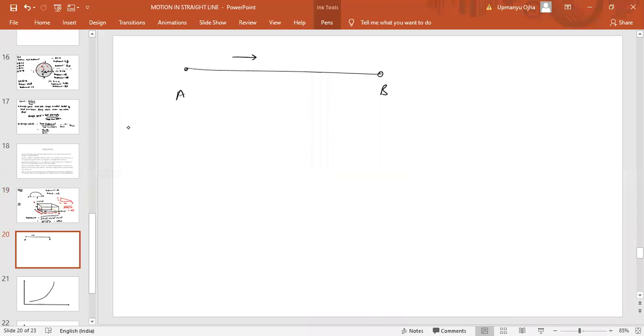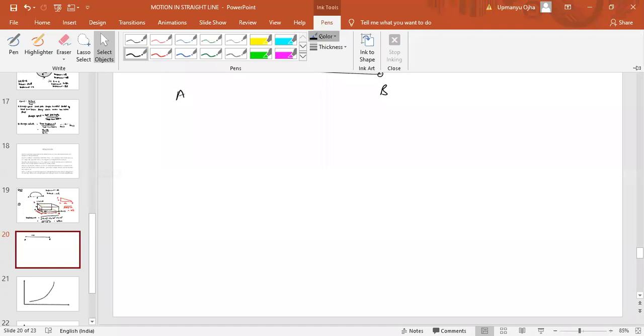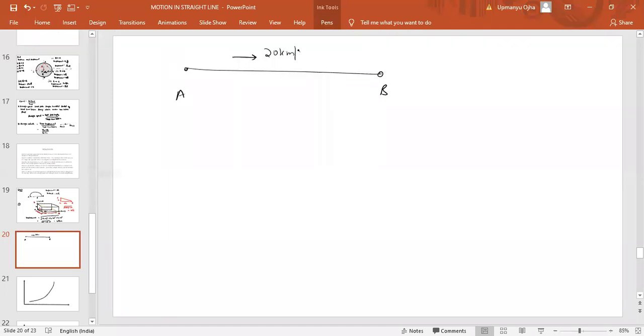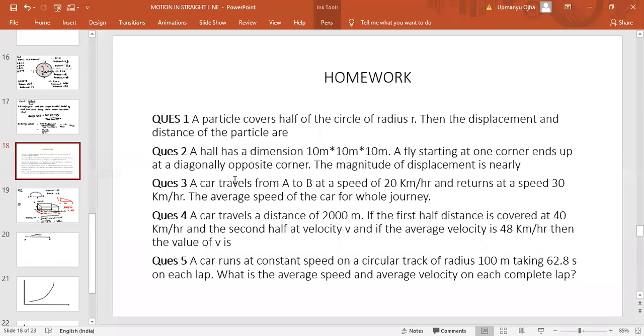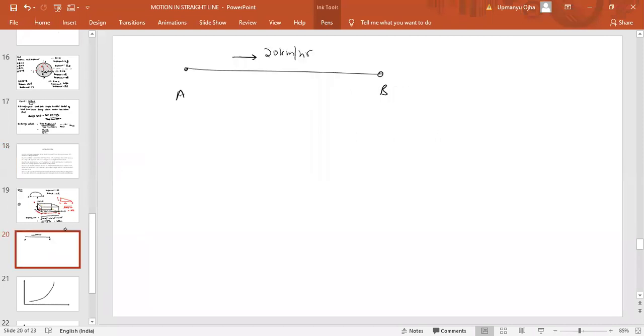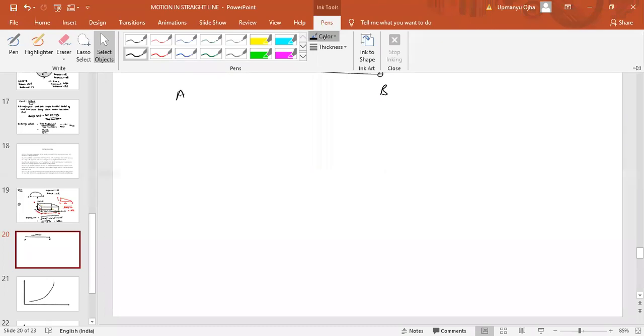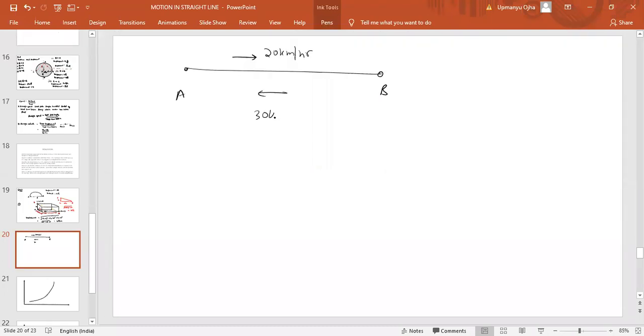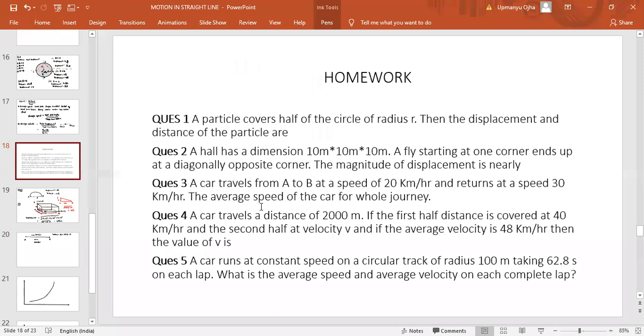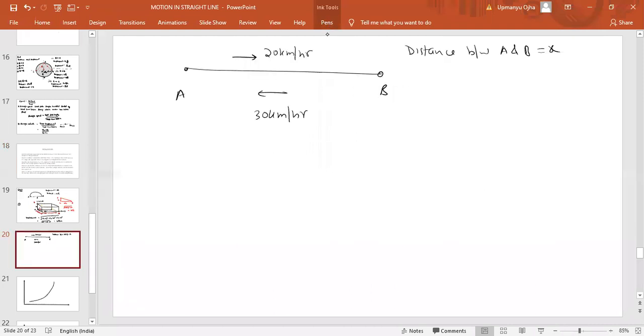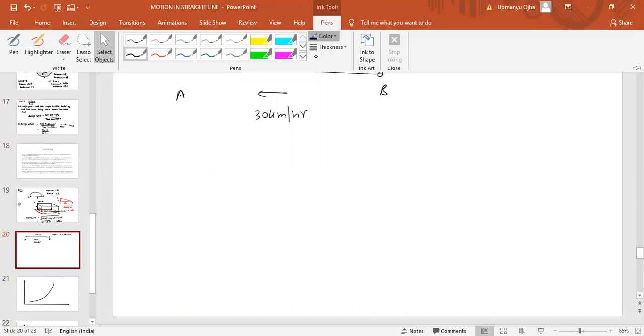While going, its speed was how much? 20 km per hour. So while going, speed was 20 km per hour, and while coming back its speed is 30 km per hour. Let us suppose the distance between A and B is x. Okay, fine. You have to find what? You have to find the average speed.